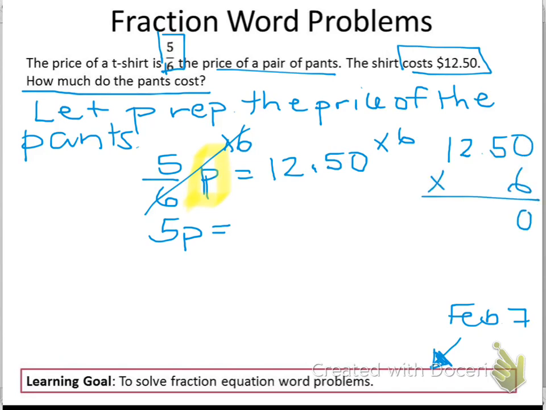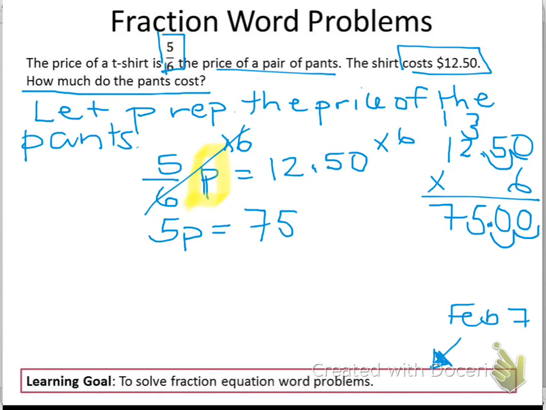6 times 0 is 0. 6 times 5 is 30. 6 times 2 is 12, plus 3 is 15. 6 times 1 is 6, plus 1 is 7. Then, because we have decimals in our question, we need to make sure we have decimals in our answers. So there's 2 decimal places in our factors, so we need to make sure there's 2 decimal places in our answer. So this is going to be equal to 75.